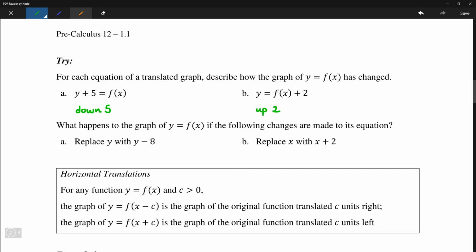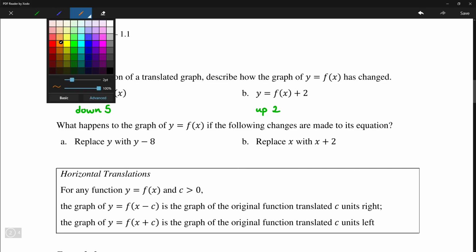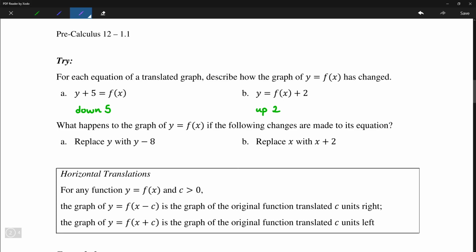Similarly, it's the same question, but worded slightly differently here. What happens to the graph of f of x if the following changes were made? An easy way to do this is just replace y with y minus 8 as per the instruction. So this would be up 8 spaces. And this one is new, so if we replace x with x plus 2, let's see what happens here.